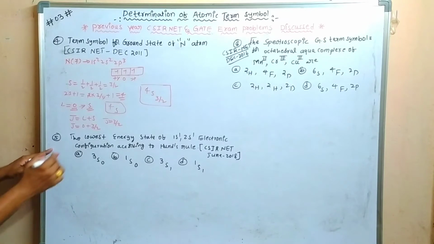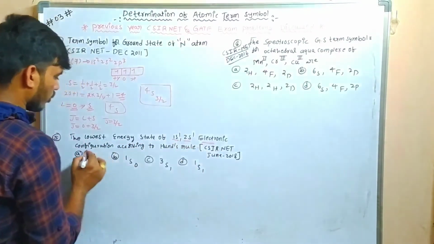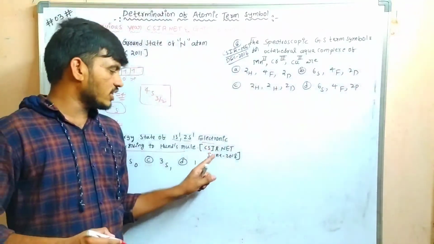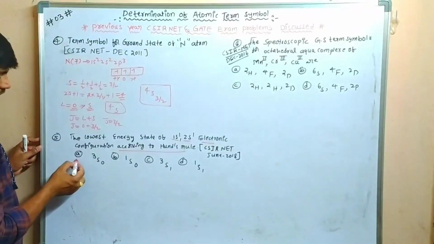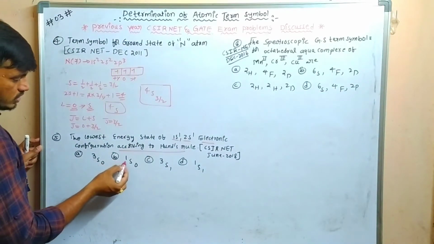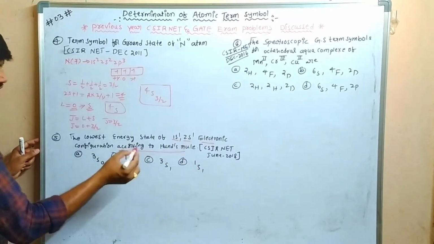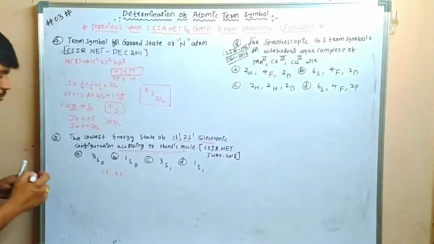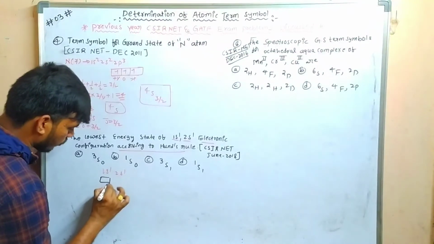So next question: the lowest energy state of the 1s1 2s1 electronic configuration according to Hund's rule. This question was given in CSIR NET June 2018. Four options are given: A is 3S0, B is 1S0, C is 3S1 and D is 1S1. Here the electronic configuration is 1s1 and 2s1. This is a very simple question.